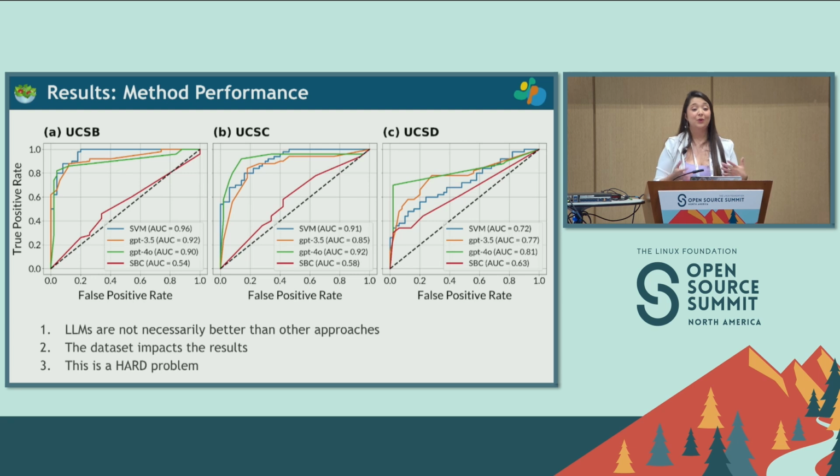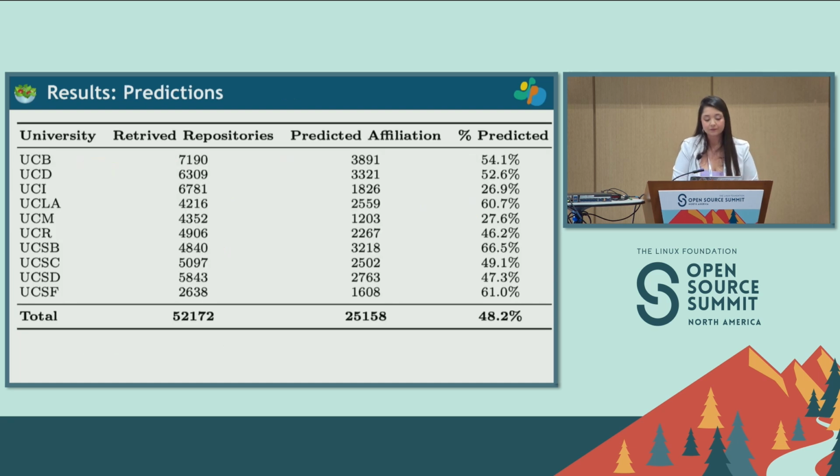And with this, I just want to conclude again that this is a hard problem, that it's even hard for LLMs and for machine learning. So in the end, I ended up using one of the large language models, like GPT-4o, which is the one that got the best results, in order to predict all the repository affiliation for the 10 universities. And this is what we got.